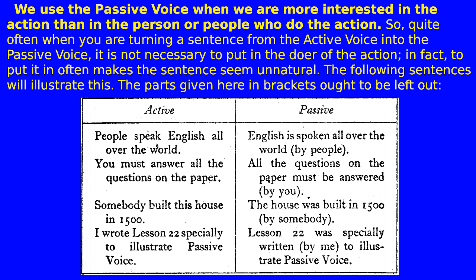The parts given here in brackets ought to be left out. Active, passive. People speak English all over the world. English is spoken all over the world (by people). You must answer all the questions on the paper. All the questions on the paper must be answered (by you). Somebody built this house in 1500. The house was built in 1500 (by somebody).